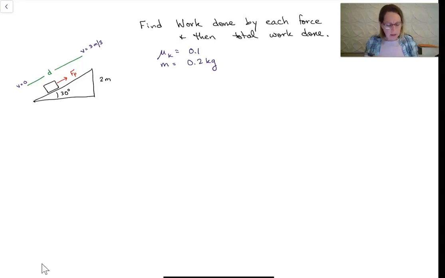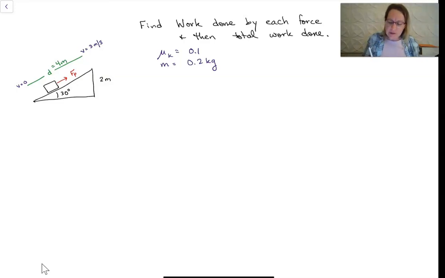We've got an incline, a pushing force. We don't know what the force is, but we'll figure that out. An incline of a certain height. We know the mass, the angle. Let's say that the distance is, say, 4 meters, just so we have different numbers for everything.